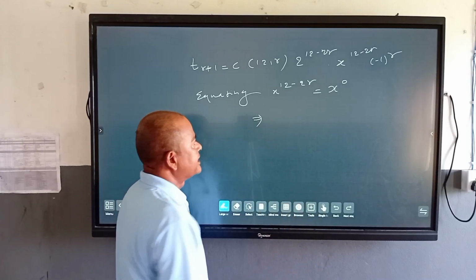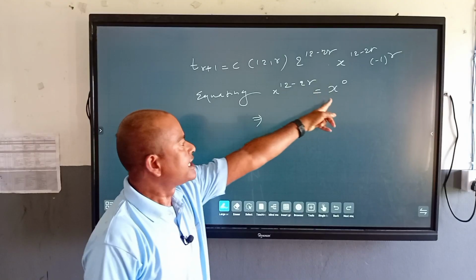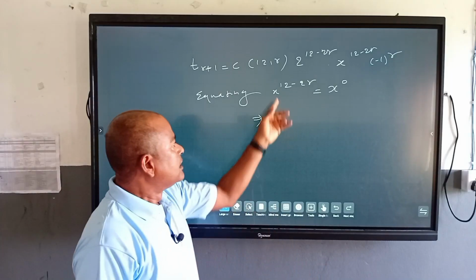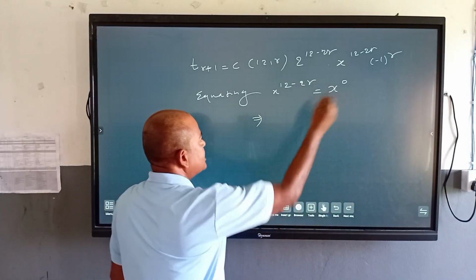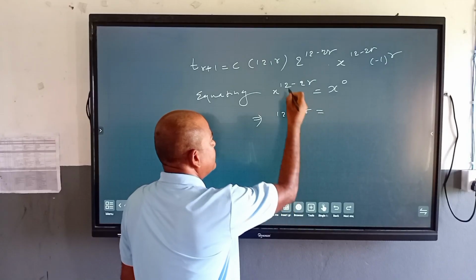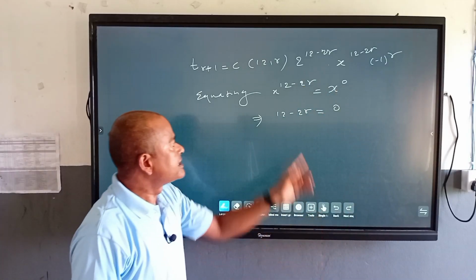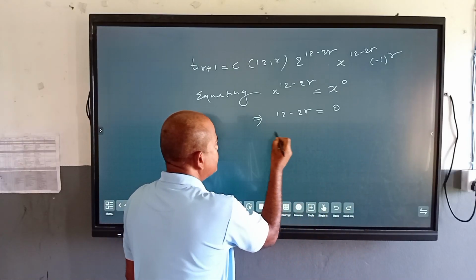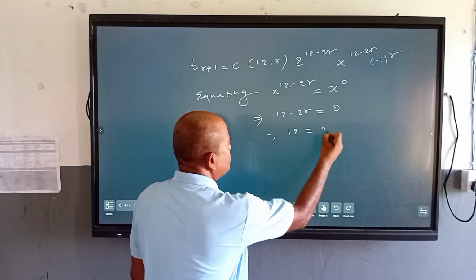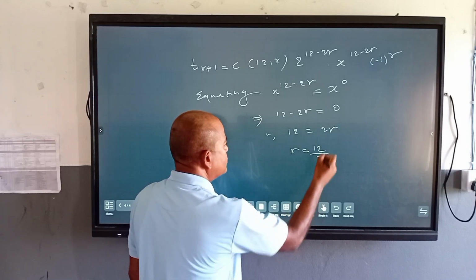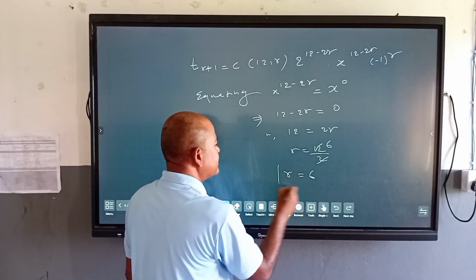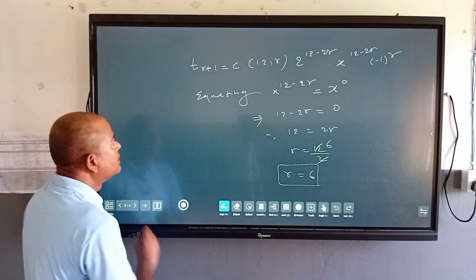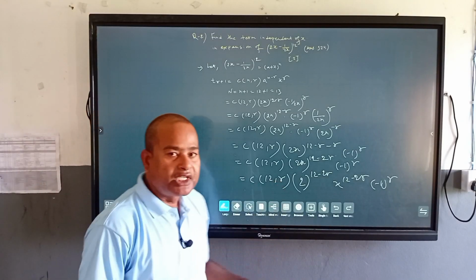So dear students, by solving this, we get the value of r. So base are same. So according to the laws of indices, if base are same, then the power must be equal. So this is the exponential equation. So 12 minus 2r equals 0. So by solving this, we get 12 is equal to 2r. So r is equal to 12 by 2, so 2 sixes are 12. So the value of r is 6. Dear students, the value of r is 6.